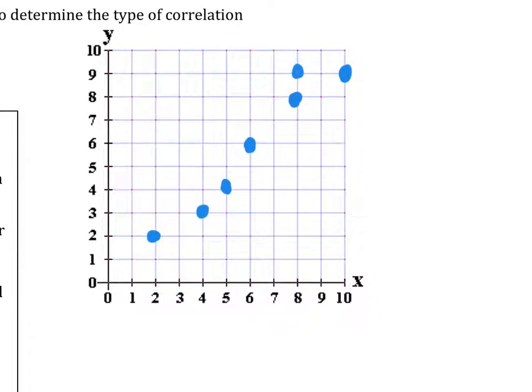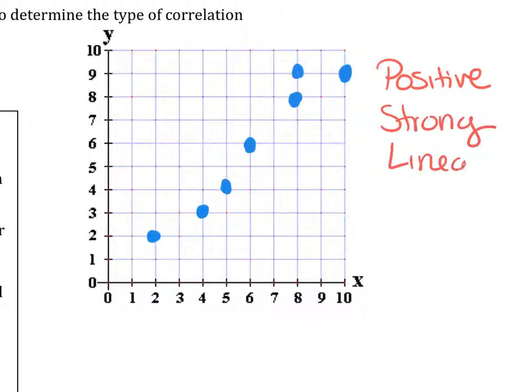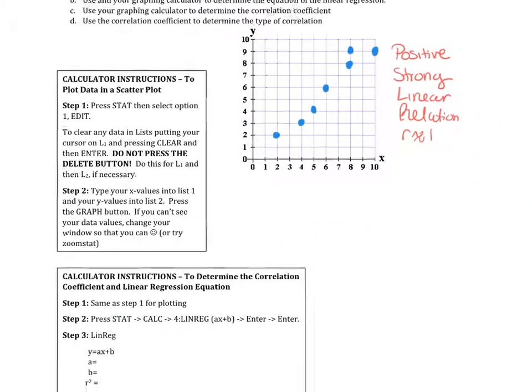Positive 1. Yeah, why positive 1 and not negative 1? Because it's a positive one. Yeah, because it's increasing, so we're going to have a positive. And are these points pretty close to a line? Yes, this would be a positive, strong linear relation. So we can guess that r is going to be approximately close to 1, maybe like 0.9-ish. Okay, well, let's see for sure. Our calculator will tell us.